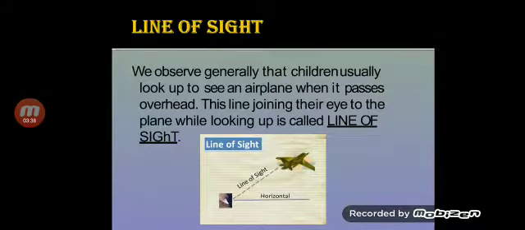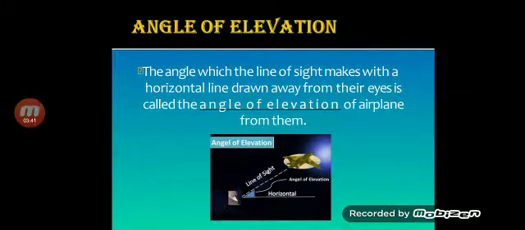Next, angle of elevation. The angle which the line of sight makes with the horizontal line drawn away from their eyes is called the angle of elevation of an aeroplane from them. If you observe the picture, you can easily understand what is the angle of elevation. If you are observing an aeroplane, then the angle between the line of sight and the horizontal line, the blue shaded area, is called the angle of elevation.